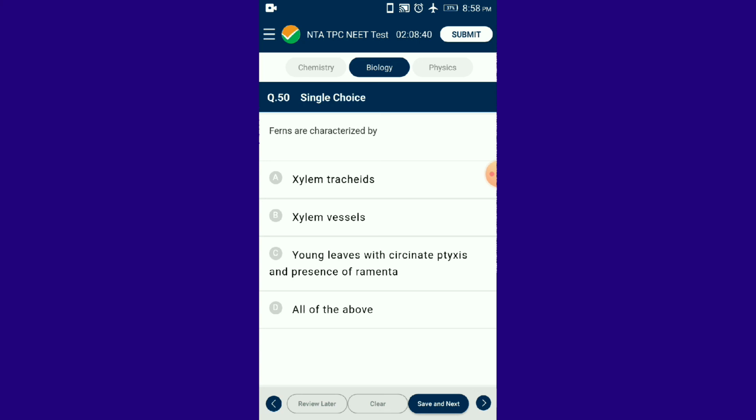Question number 50. Ferns are characterized by... Pteridophyta, a diverse group of plants, have evolved more than Bryophyta in the following aspects: development of free living sporophytic generation, development of vascular tissues, acquiring total terrestrial habitat. In some species like Selaginella, development of two types of spores, reducing the gametophytic phase into a smaller independent prothallus, rhizomatous stem, young leaves with circinate taxis and presence of ramenta. So the answer for this question is option C. Ferns are characterized by circinate taxis and the presence of ramenta.